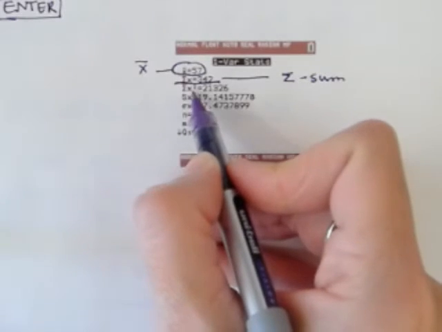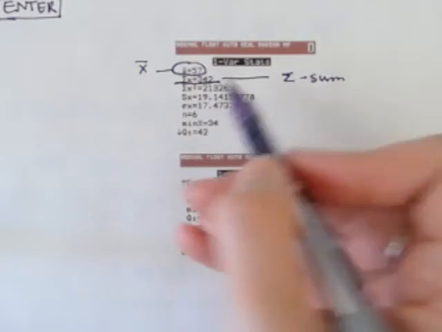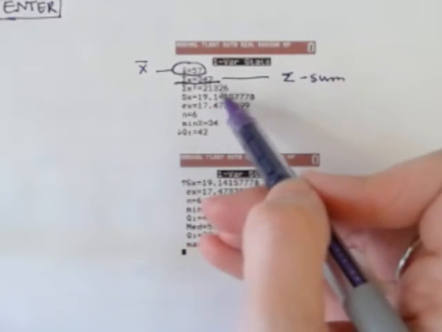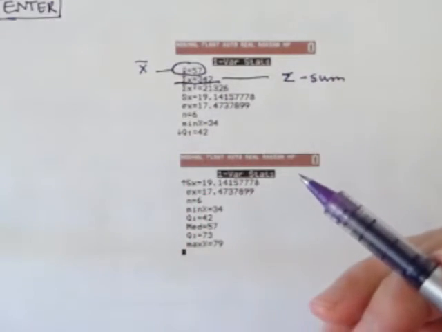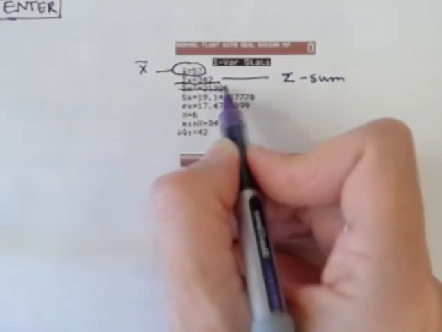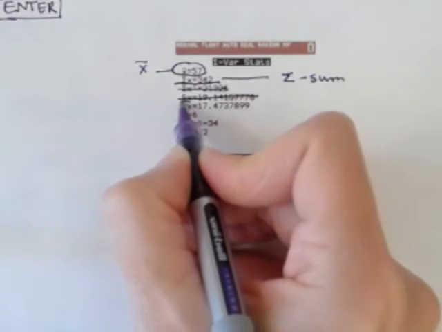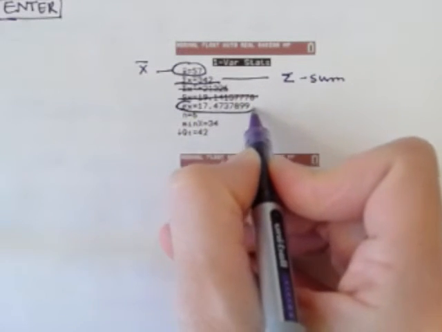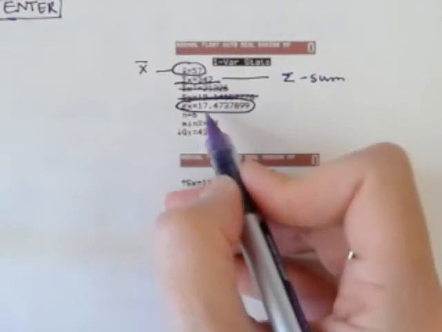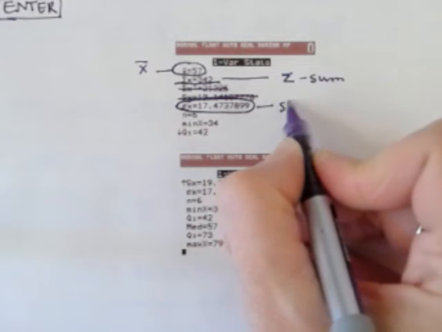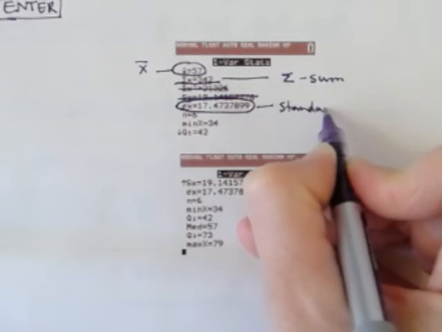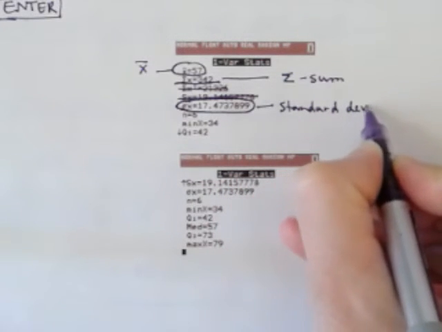This is the sum of the squares. So if you took all of your data, squared it, and added it together, that would be the sum. We're not going to use that information. Okay? Nor are we going to use this information. But here, we're going to use this information. Okay? So we're going to be able to find the standard deviation because here it is, standard deviation. How cool is that?